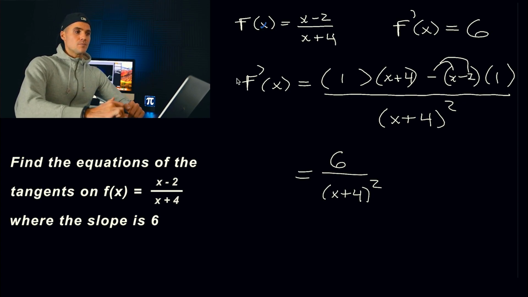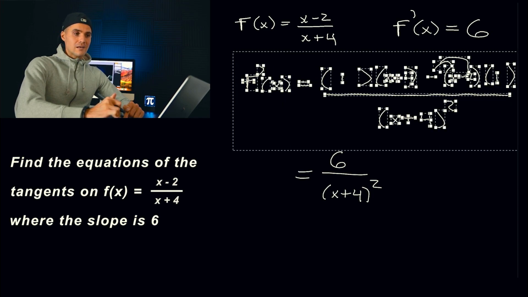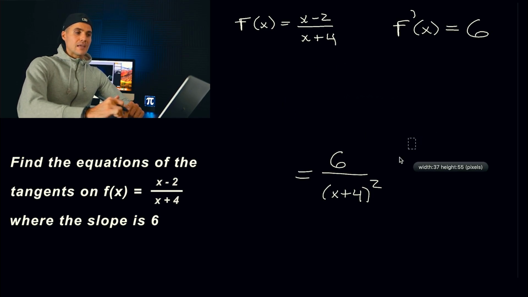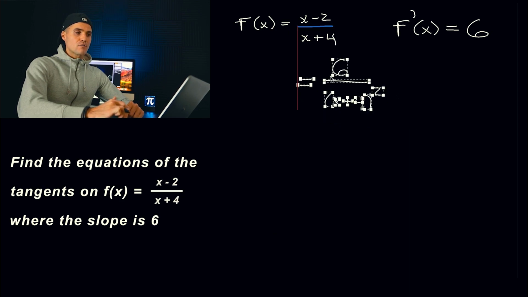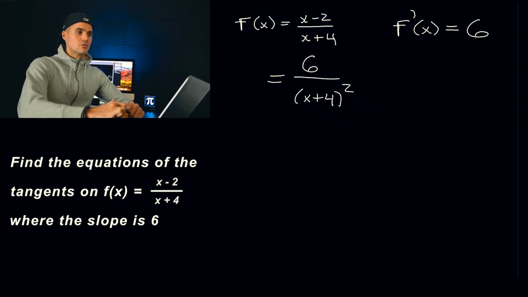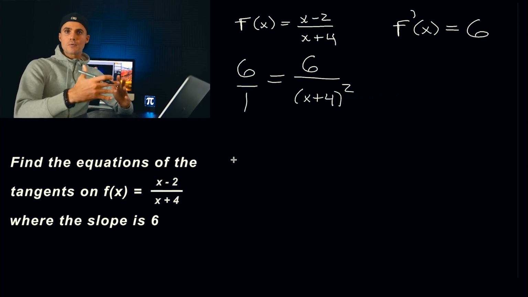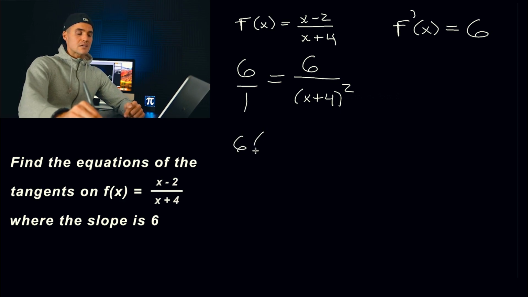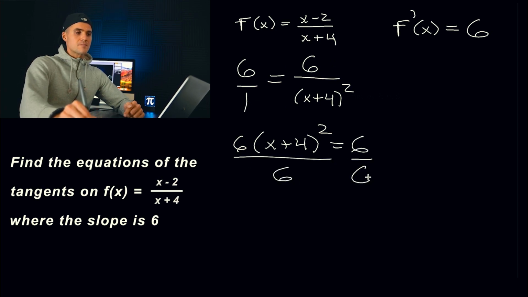Now, what we have to do is find out at what x value the value of this derivative is going to equal 6. So we have to algebraically solve when this derivative is going to equal 6. Well, we could put this 6 over 1, and then we could cross multiply. We've got to solve for the x value. So we'd have 6 times x plus 4 squared is equal to 1 times 6, which is just 6. Divide both sides by 6, and so we'd end up with x plus 4 squared is equal to 1.